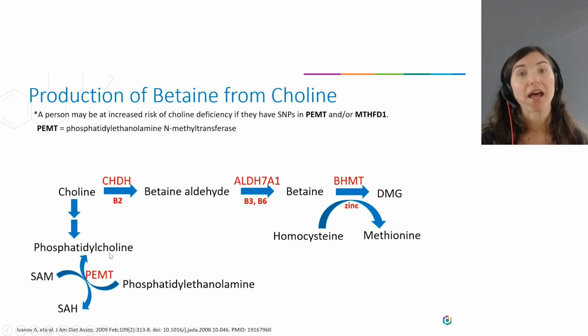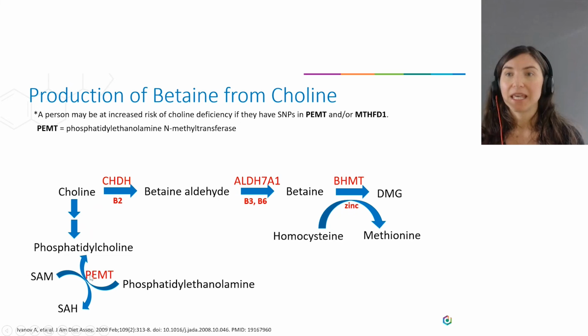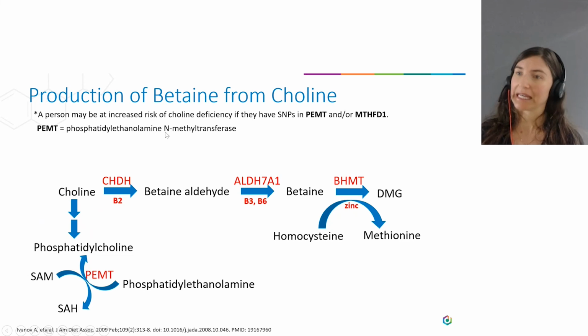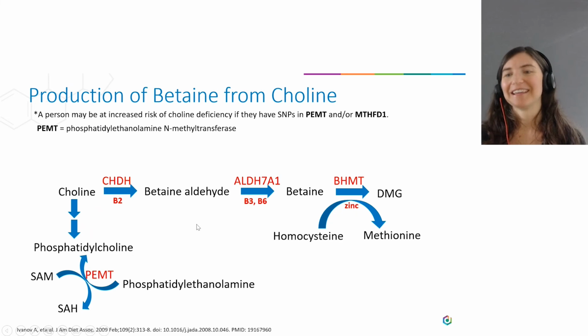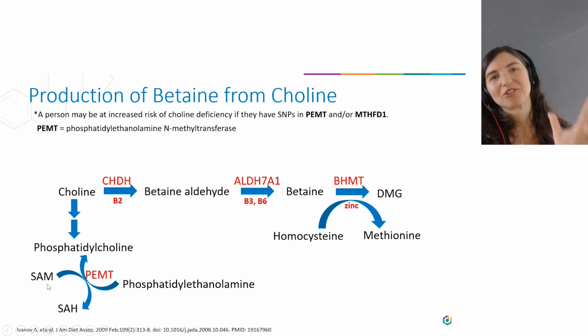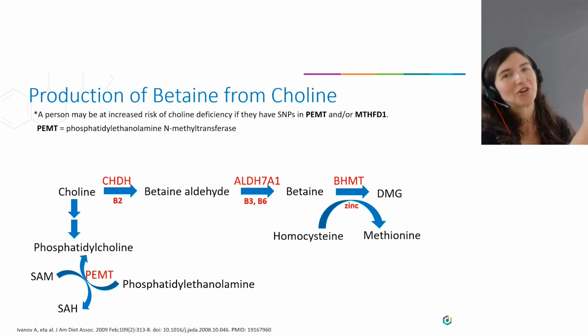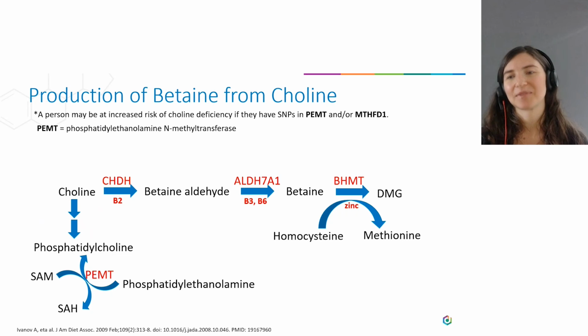You can make choline in other ways too. So the PEMT, the phosphatidylethanolamine N-methyltransferase, this can actually make phosphatidylcholine. And it's interesting because in order for PEMT to make phosphatidylcholine, it actually needs a methyl group from SAM. So it relies on SAM, the universal methyl donor, to create choline.